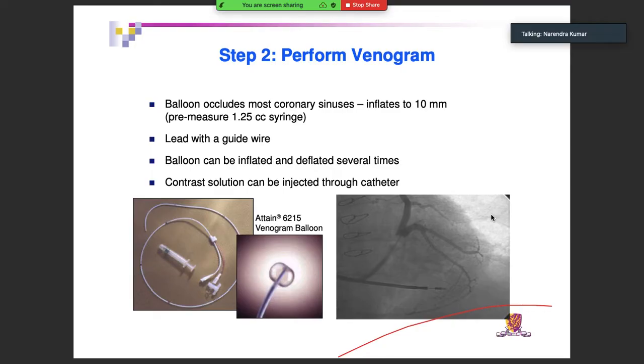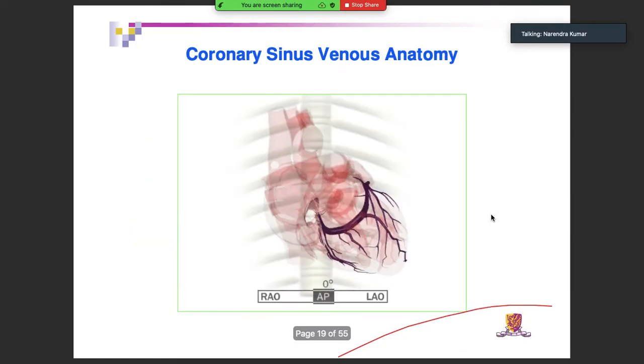In this, always remember that you inflate up to about 10 millimeters, okay? Don't use a huge syringe. You use a 1.25 ml syringe, in fact. And as I said, any intervention in the heart one is planning should always be led with a guide wire. Then after placing it there, the balloon can be inflated and deflated several times to be double sure. And then finally, the contrast solution can be injected through the catheter.